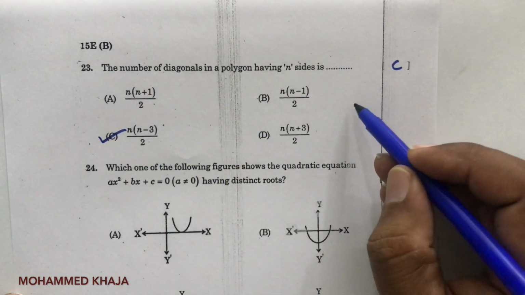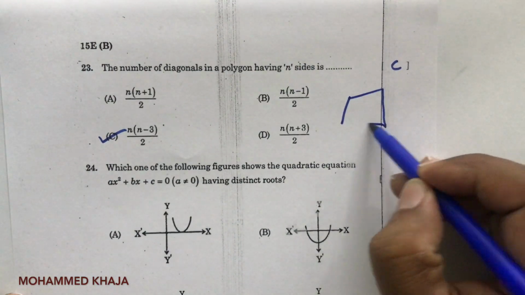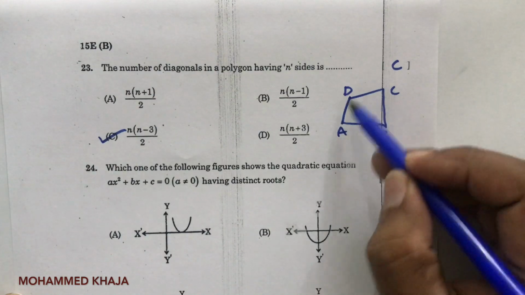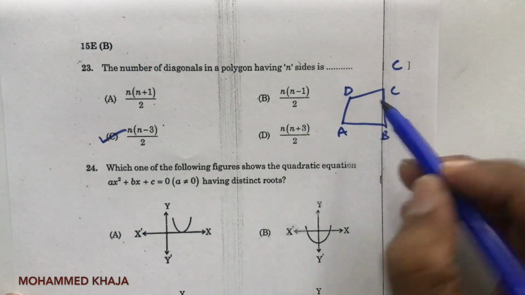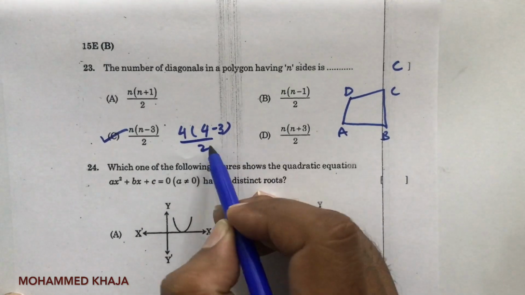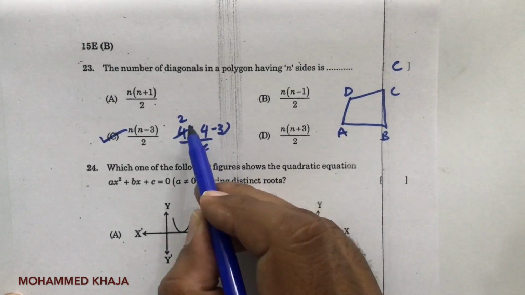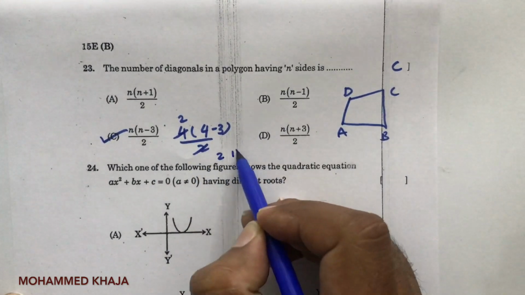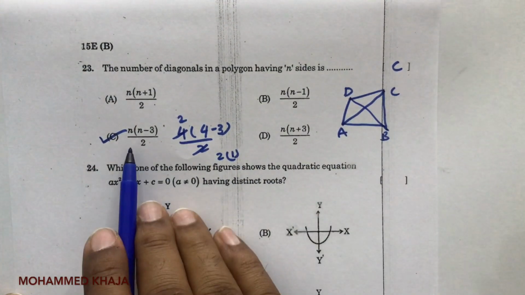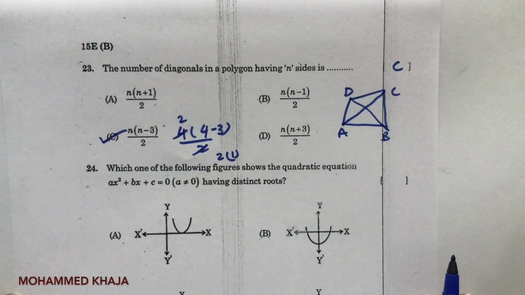For example, you can take a quadrilateral and check. A, B, C, D. In these 4 sides we have 2 diagonals. You check here: 4 into (4 minus 3) by 2. 2 times 1, 4 minus 3 is 1. So 2 into 1, 2 diagonals. See, we have 2 diagonals. So this is the formula for the number of diagonals, n into (n minus 3) by 2.